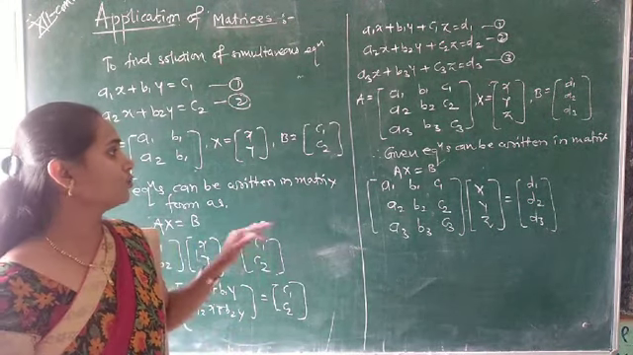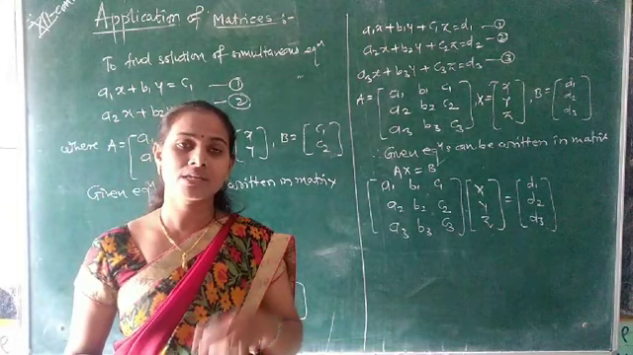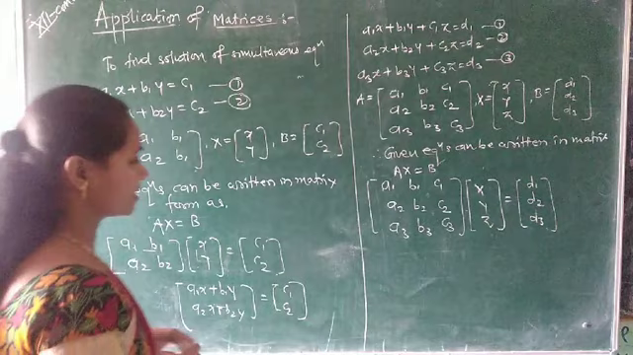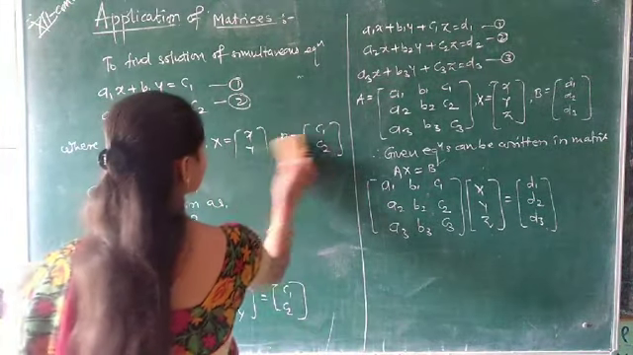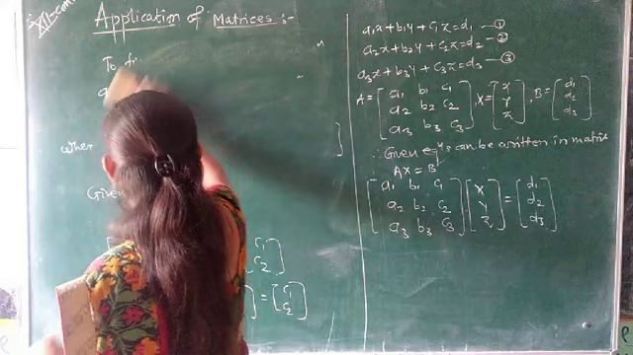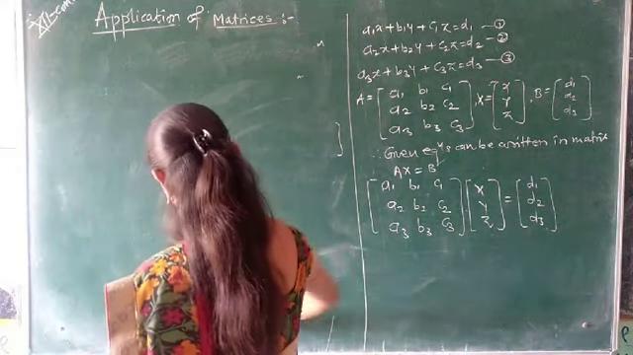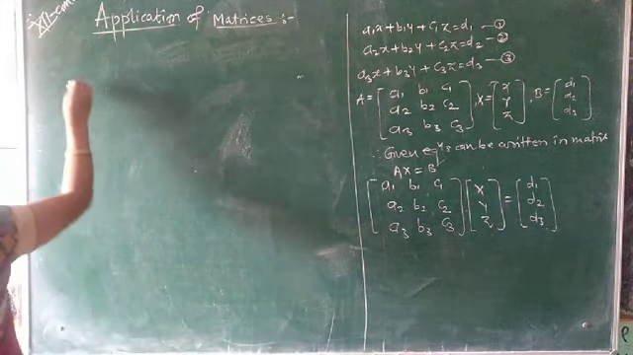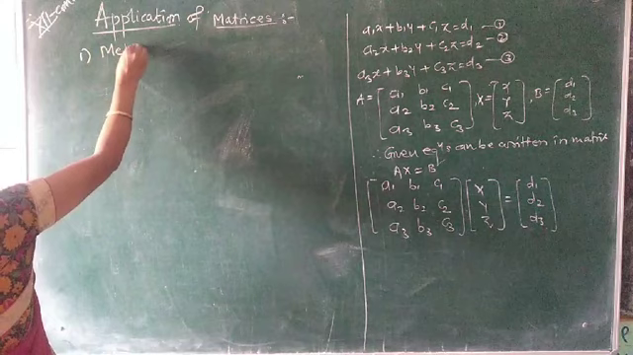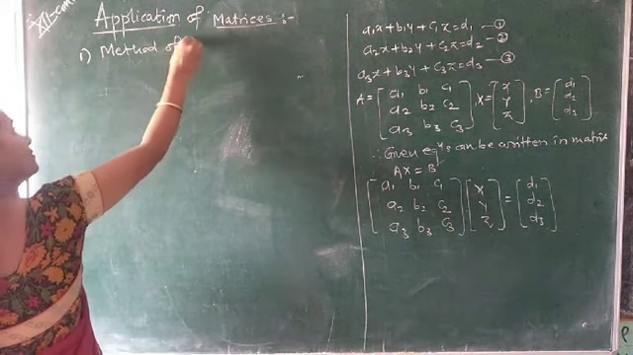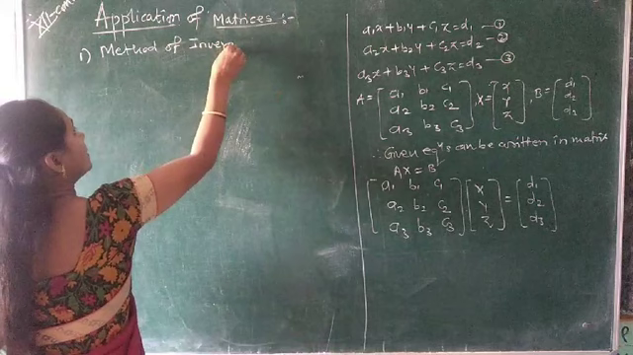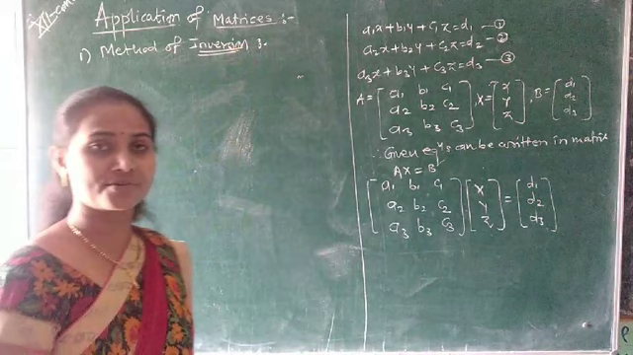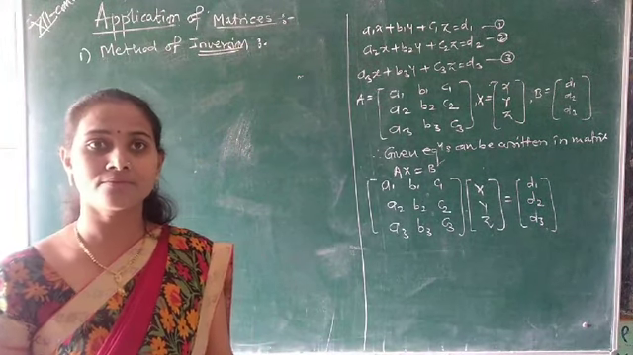We find the solution of these equations by using two methods: the method of inversion and the method of reduction. So first we see the method of inversion. The system of linear equations can be solved by using two methods. The first one is the method of inversion. Inversion means inverse. We have to find the solution of this system by using the inverse.